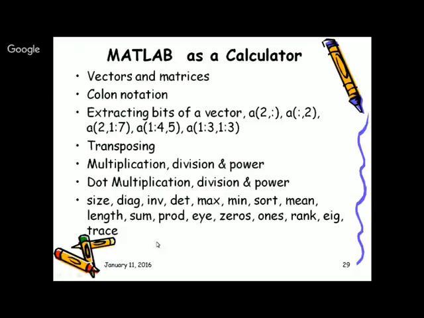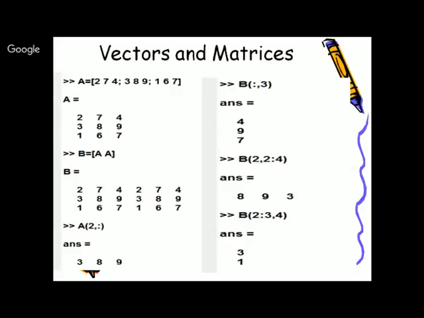Now, we'll go for a little bit of matrices. Any matrix which you want to enter into Matlab. See here, I have written A is equal to 274 semicolon 389 semicolon 167, here within the square brackets.